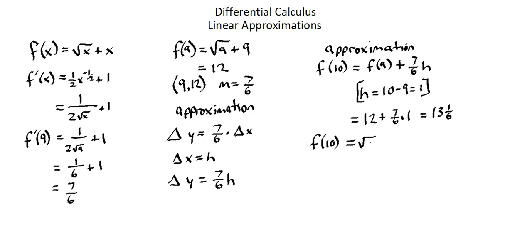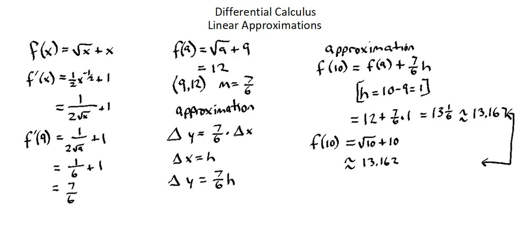The function of 10 is the square root of 10 plus 10, which approximates to 13.162. Now comparing that to our answer in the approximation, 13 and 1/6, the approximate value of that is 13.167. So we can see that the approximation got us very close to the actual output we calculated using the original function. Now, the more accurate answer comes from using the original function.